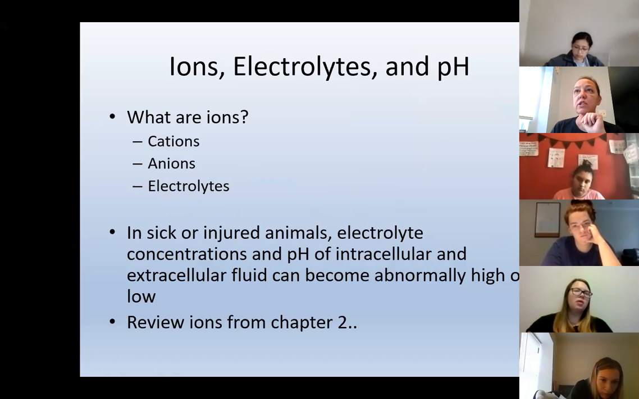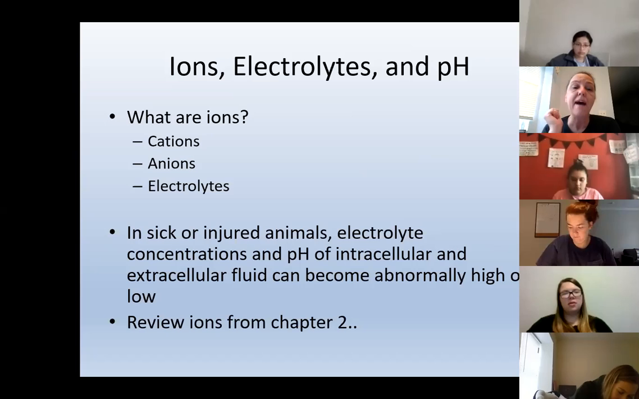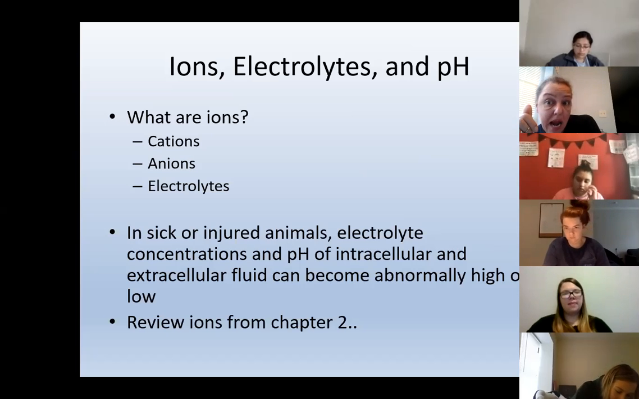Here we have just a little bit of terminology. We have cations, which we know are what charge? Positive. They are positive. And we have anions, which are negative.